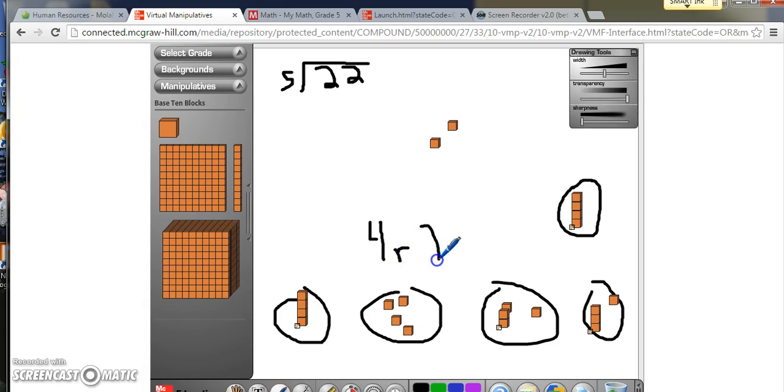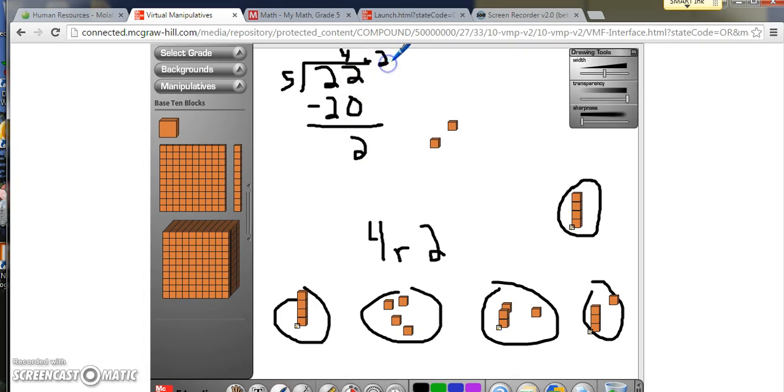How I would do that mathematically: how many 5s go into 22? Well, 5, 10, 15, 20. 4 fives go into 22 without going over. 4 times 5 is 20. Then I subtract, and there is my remainder.